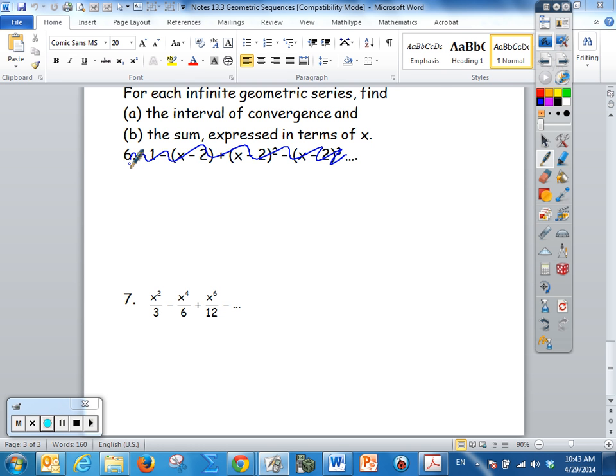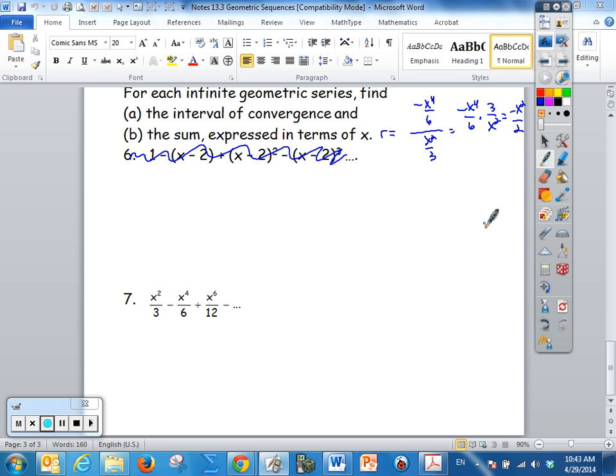So on my scratch work over here, negative x to the 4th over 6 divided by x squared over 3. I flip it: negative x to the 4th over 6 times 3 over x squared. And I simplify, and I get negative x squared over 2. That's my r. I hope everyone's comfortable enough. I don't need to show you the other 3, the third one divided by the second one. That's our r. So r is negative x squared over 2.